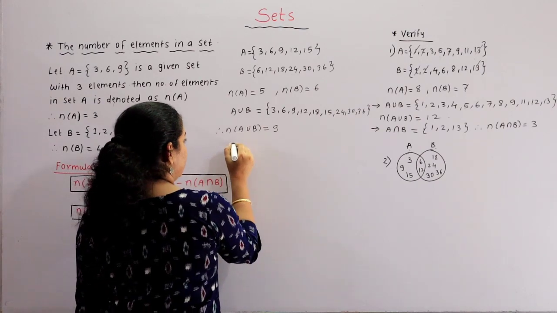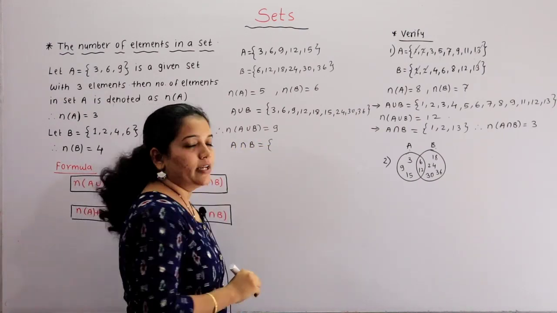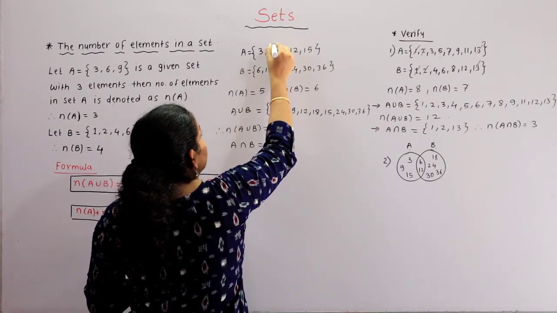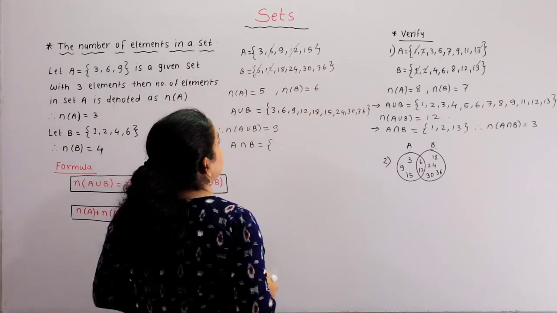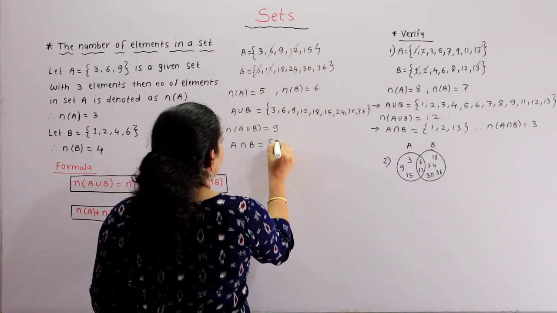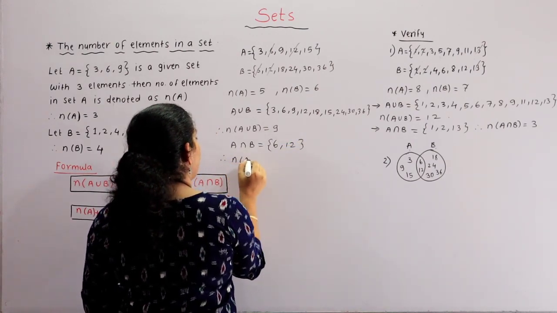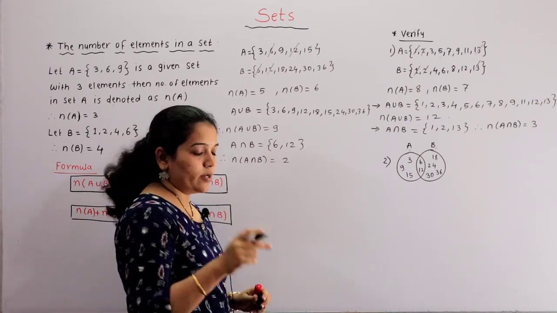Now n of A intersection B. For that, first write A intersection B. Common क्या है? 6, 6, 12, 12. बस that's it. So 6 and 12. Therefore n of A intersection B, how much? 2. Only 2 elements are there.